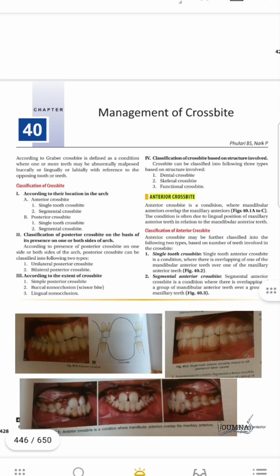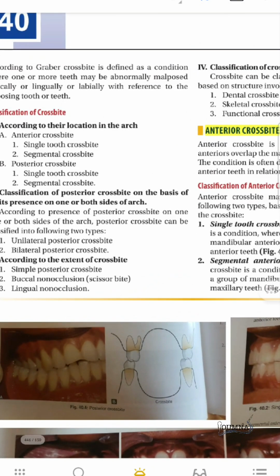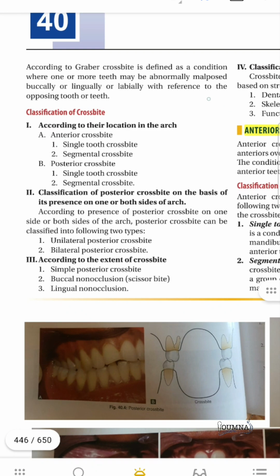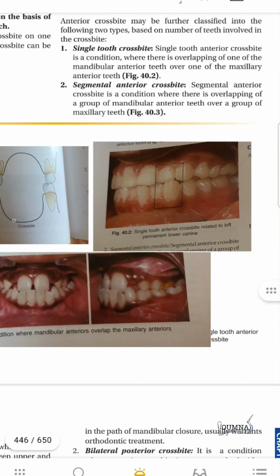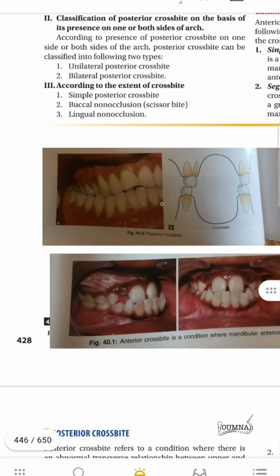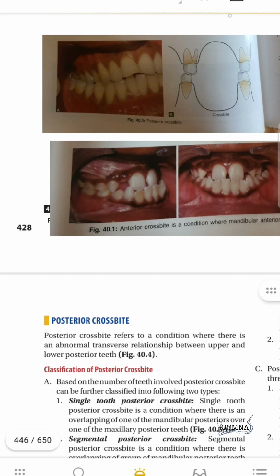We will discuss the management of crossbite. Crossbite is defined as a malposition of a tooth, buccally or lingually, to the opposing tooth or teeth. So it can be an anterior crossbite or posterior crossbite. It can be single-toothed like this, or multiple teeth like this.